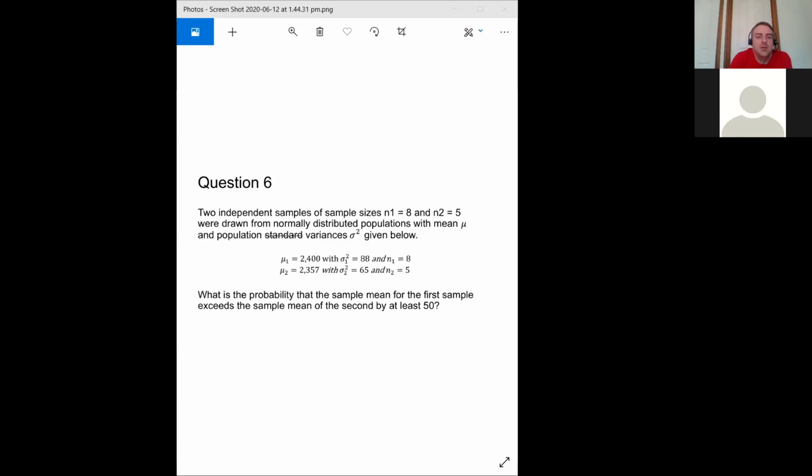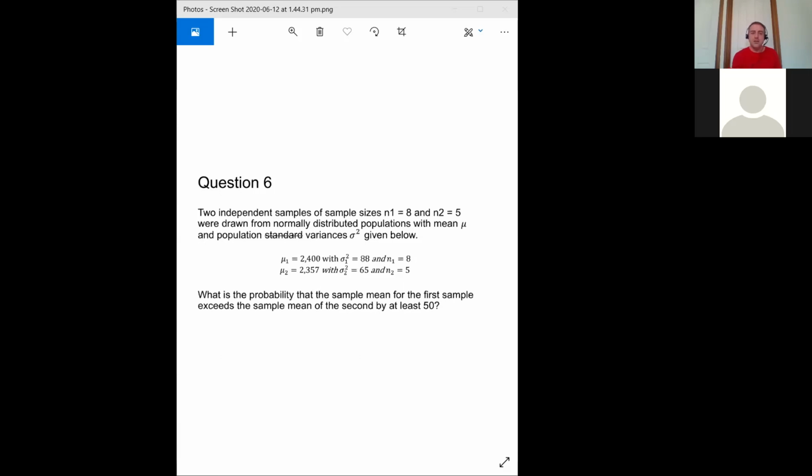Two independent samples of sample sizes n1 equals 8 and n2 equals 5 were drawn from normally distributed populations with mean mu and population variance sigma squared given below. What is the probability that the sample mean for the first sample exceeds the sample mean of the second sample by at least 50? Okay, this question's really quite different. This isn't a hypothesis test at all. This is a raw question about what could happen in this situation.